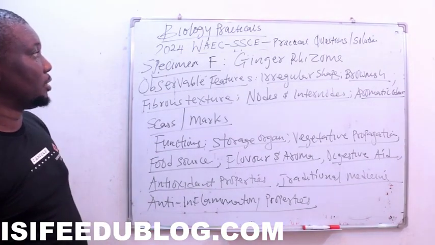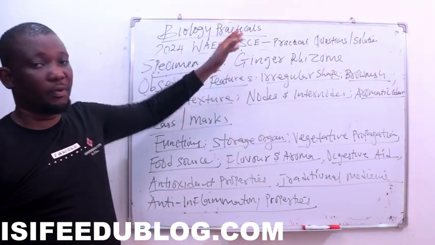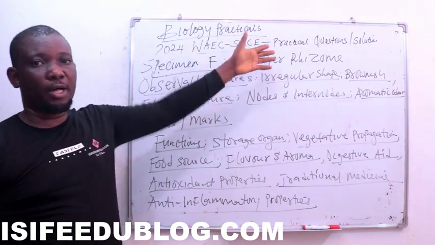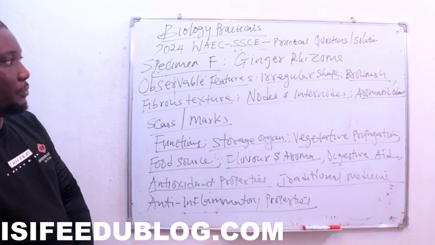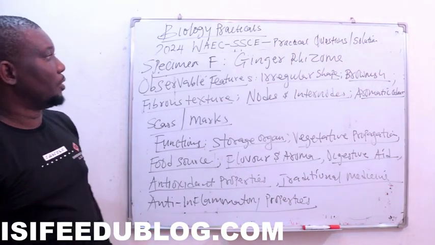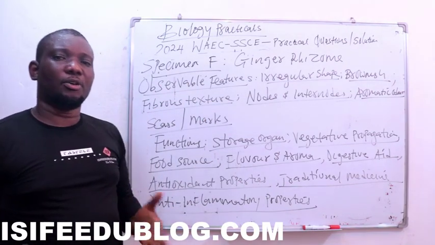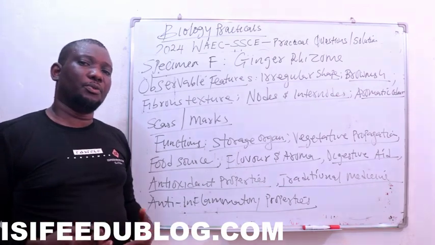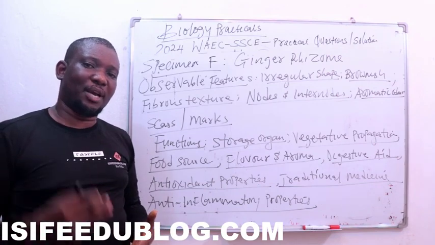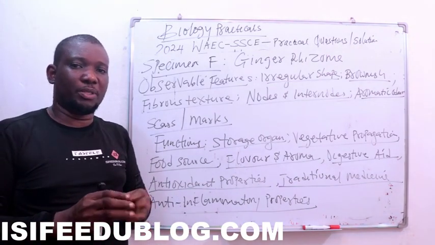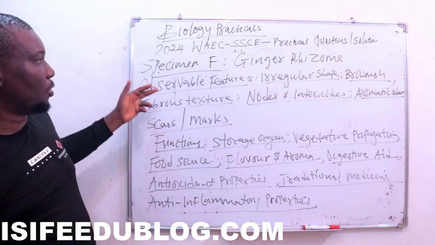The specimen here is ginger. We have now left everything and the fowl. So we're looking at a food aroma, a ginger rhizome. Let's start with the observable features. When examiners ask for observable features, their point of view is to know if the candidate, the student, is able to state the facts of what they can observe from the live specimen. So what are the things you observe?